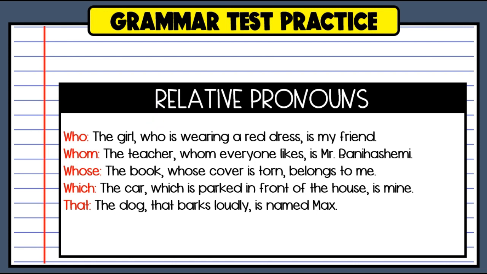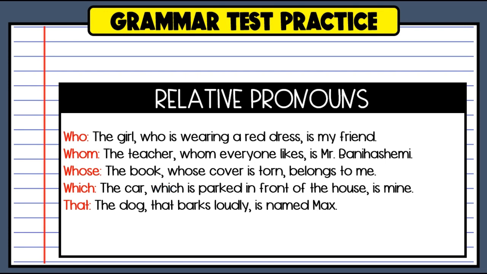Next we have whom. The teacher whom everyone likes is Mr. Bani Hashimi. Next one is whose. The book whose cover is torn belongs to me. Next we have which. The car which is parked in front of the house is mine. And then finally the relative pronoun that. The dog, comma, that barks loudly is named Max.